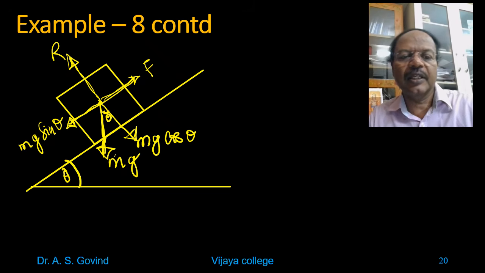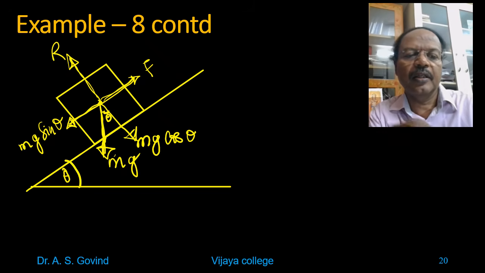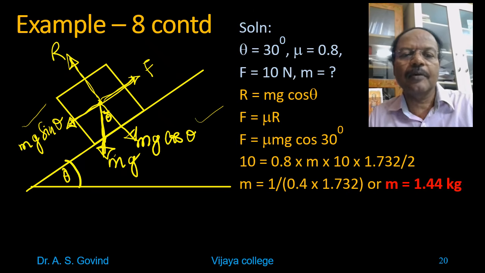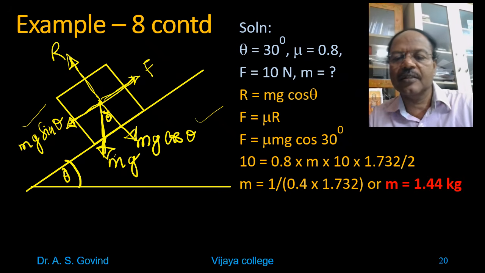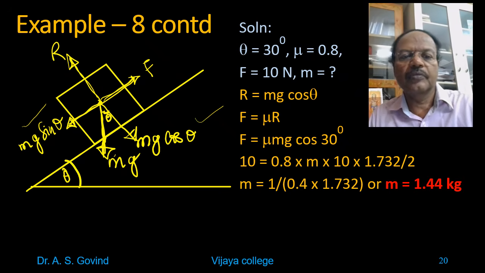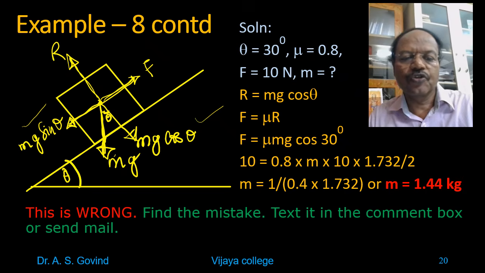So it is diagrammatically represented. This mg is resolved parallel and perpendicular to the plane. mg sin theta, mg cos theta. And data is written. The reaction force is mg cos theta. Frictional force is mu into normal reaction. So mu mg cos 30. Simplify. You will get mass as 1.44 kg. And this is wrong. Find the mistake.